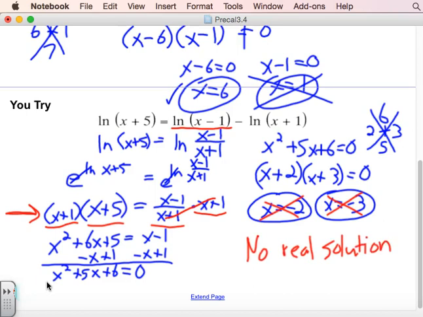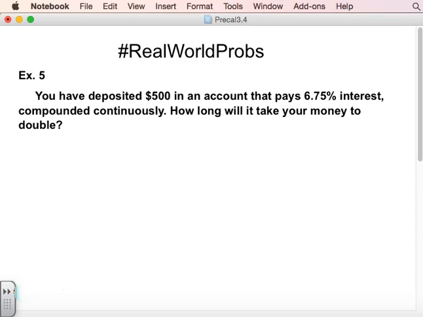All right, so now let's look at when we would actually use this in real life problems. So remember we talked about the compounding interest problems. So let's look at one like that. You deposit $500 in an account that pays 6.75% interest, compounded continuously. How long will it take your money to double?